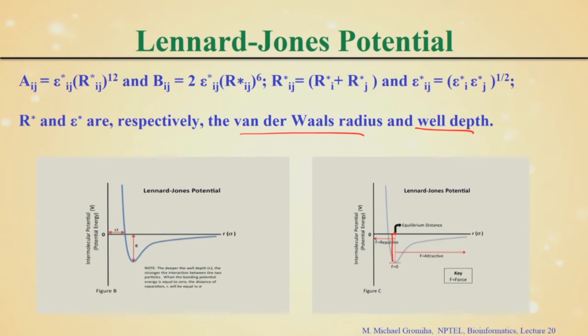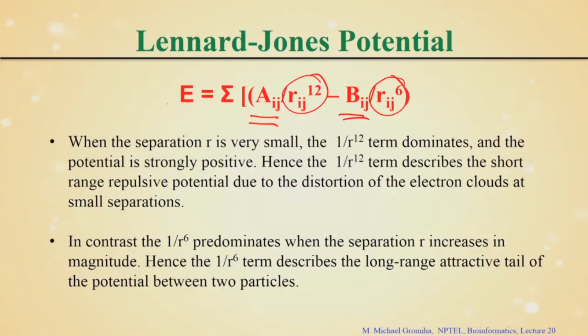From this graph you can calculate the van der Waals radius as well as the van der Waals well depth, this is epsilon and r. Using this radius and well depth, you can calculate Aij and Bij. Then in this equation, once we know Aij and Bij, we can calculate the energy, and Rij we can calculate from the 3D structures, because we have the coordinates and can calculate the distance.